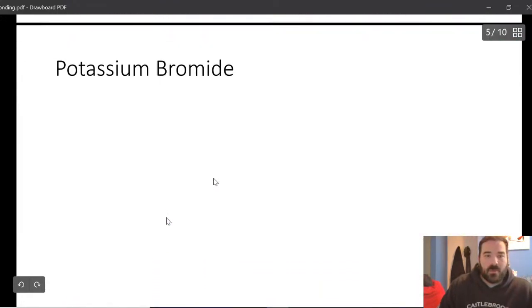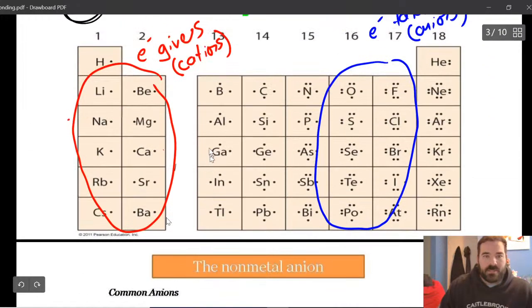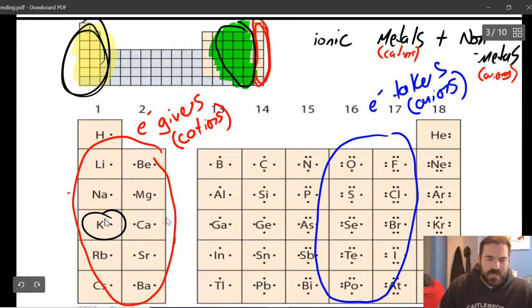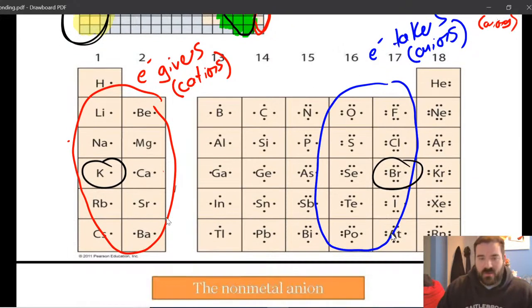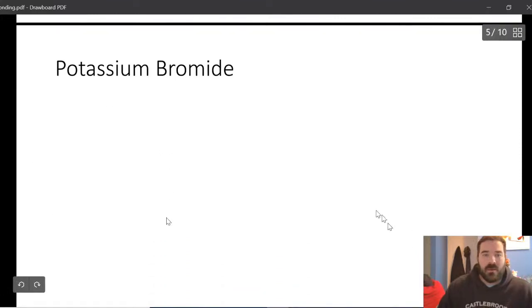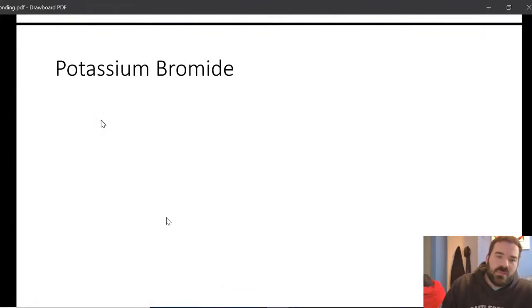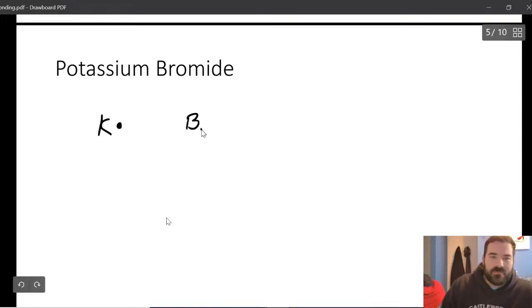So let's talk a little bit more about bonding. Let's talk about potassium bromide. So potassium, the symbol for potassium is K. We have bromide right over here. So we have 1 valence electron on potassium, and we have 7 on bromine, because it's not an ion yet. So let's draw the Lewis dot diagram. So I have potassium, and I'm just going to draw 1 little valence electron, and then I'm going to draw bromide, and it's got 7. So 1, 2, 3, 4, 5, 6, 7.